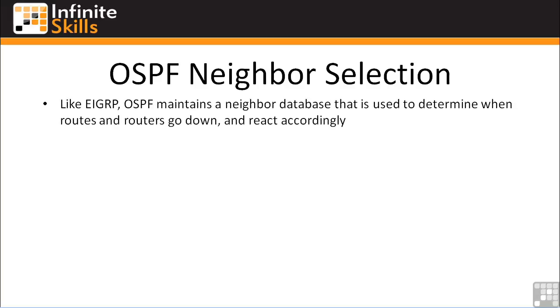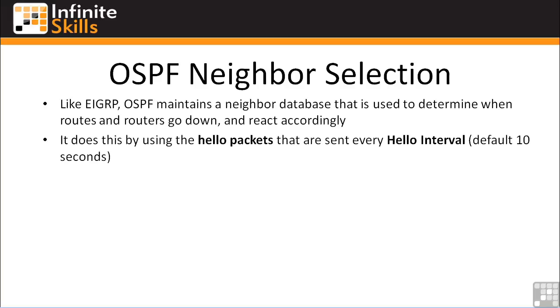So, as a bit of a review, like EIGRP, OSPF maintains a neighbor database that's used to determine when routes and routers go down and react accordingly. It does this by using the hello packets that are sent every 10 seconds. That every 10 seconds is called the hello interval. That hello interval can be tuned to be higher or lower depending on your network performance needs, but in 80% of the cases, the default hello interval of 10 seconds is more than sufficient to assure network stability.